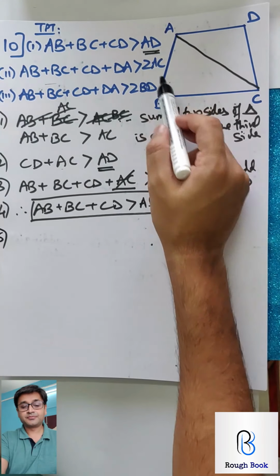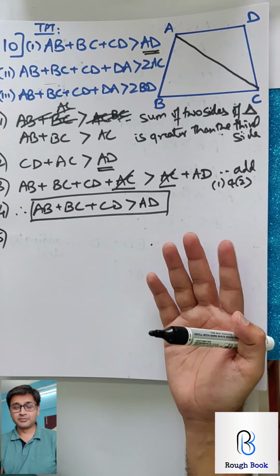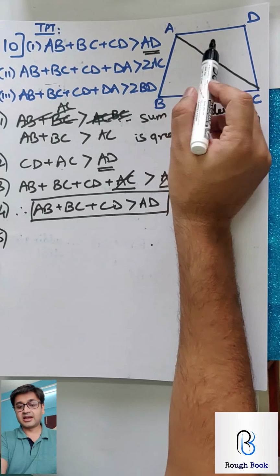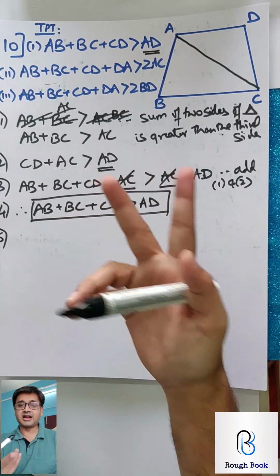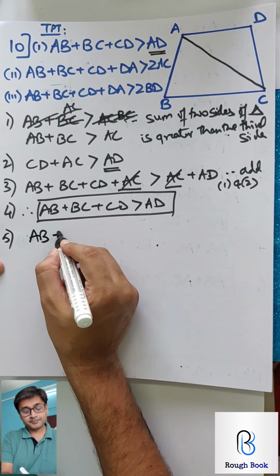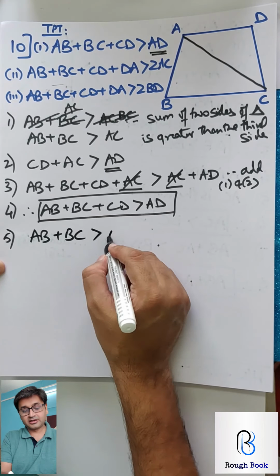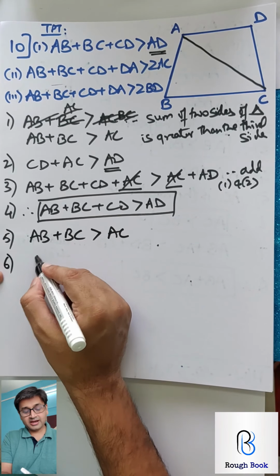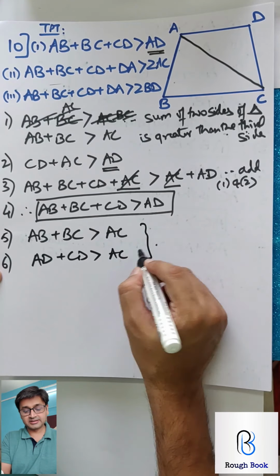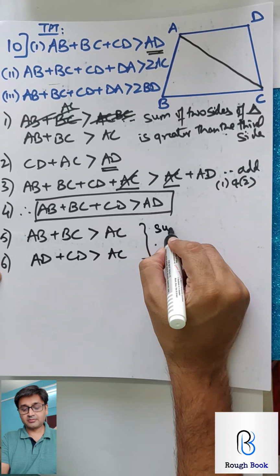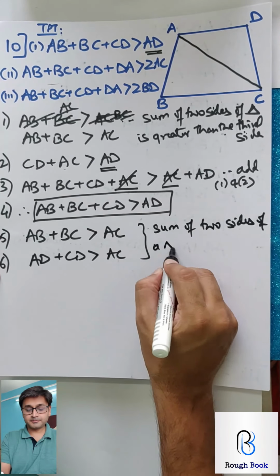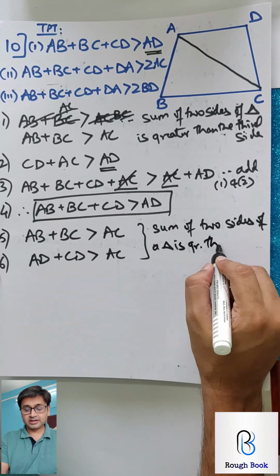All four sides greater than twice of AC. Now this is simple. Take this triangle, say AB plus BC greater than AC. Take this triangle, AD plus DC greater than AC, and add the two. That's it. So come on, everyone should get it. So I will say AB plus BC greater than AC, and I will say AD plus CD also greater than AC. The same reason: you will write the sum of two sides of a triangle is greater than the third side.